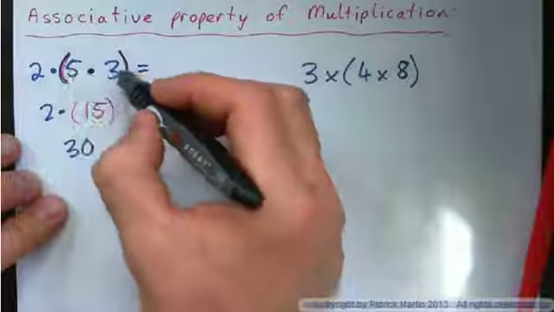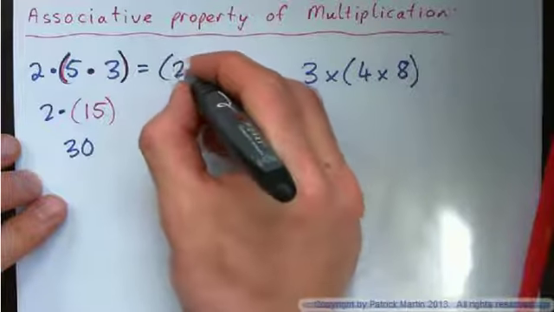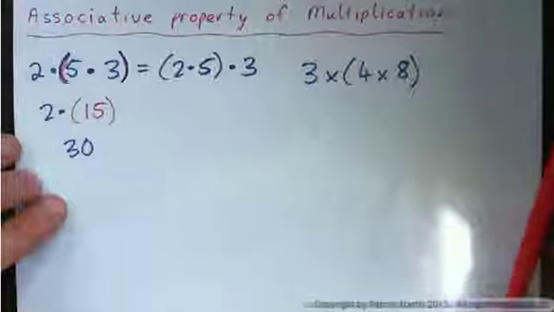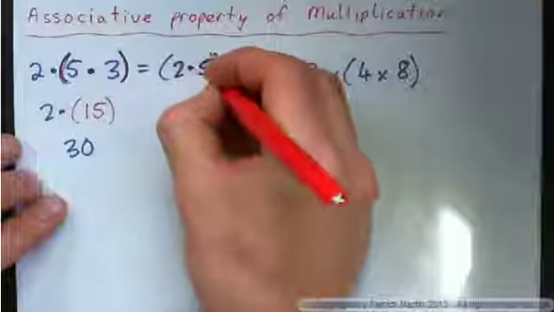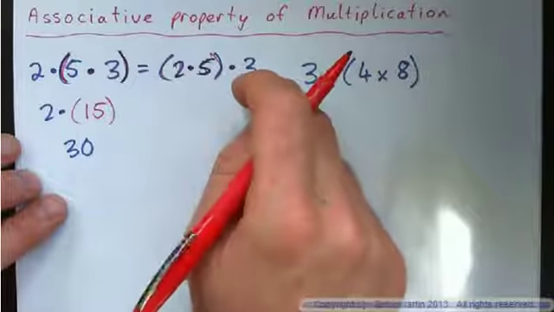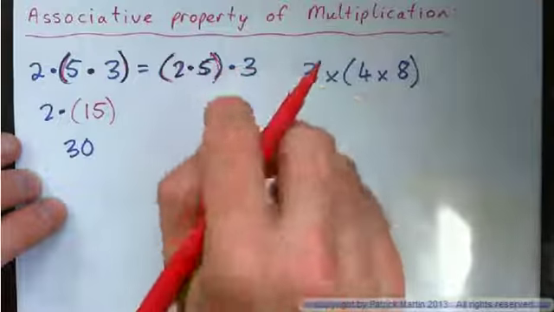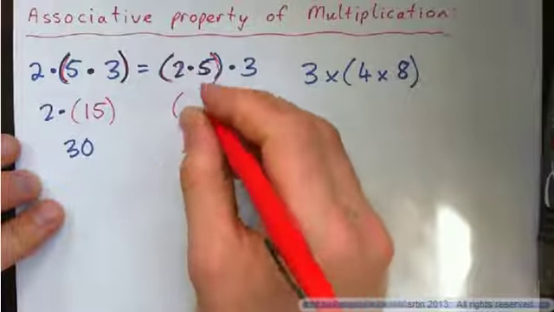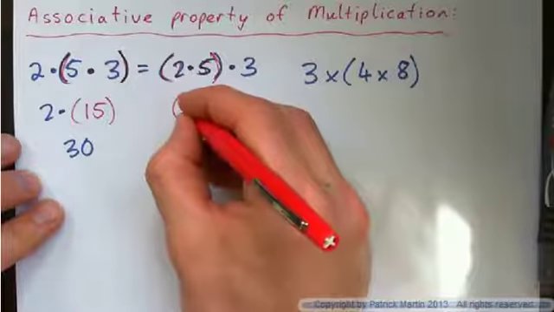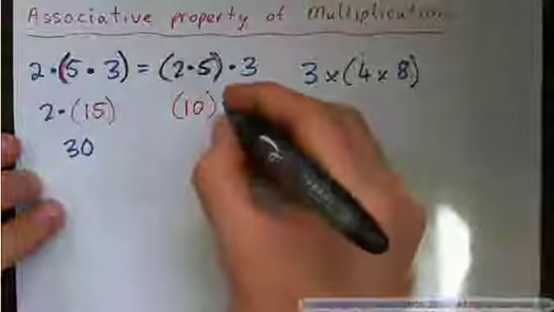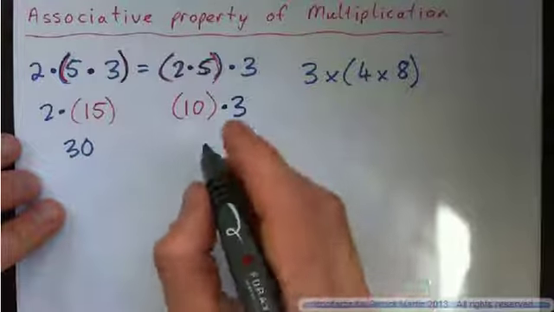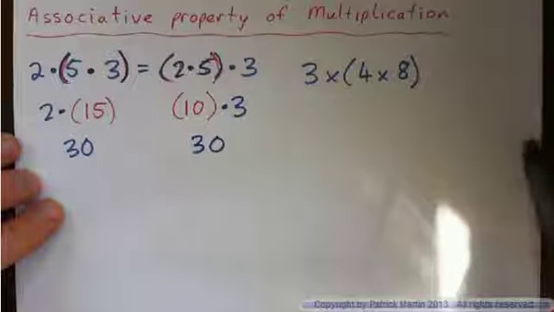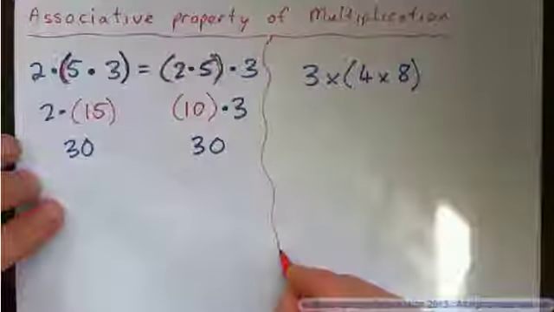Now there's another way we could work this out. Instead of multiplying the last 2 numbers at the start, we could have multiplied the first 2 numbers at the beginning. We could have done this, 2 times 5 first, and then multiply by 3. And use parentheses to show that this time I want to multiply 2 times 5 to begin with to get, what is 2 times 5? 2 times 5 is 10. And then I'm going to multiply by 3, and what's the answer? 10 times 3? 30, right?